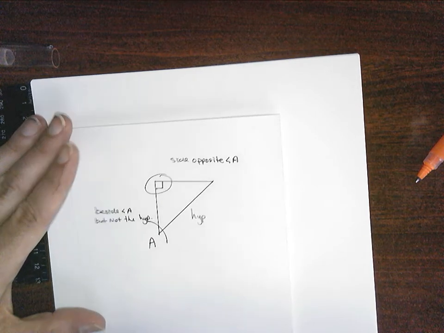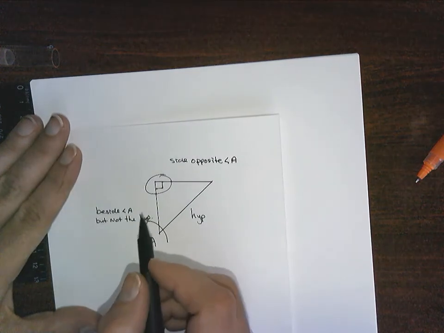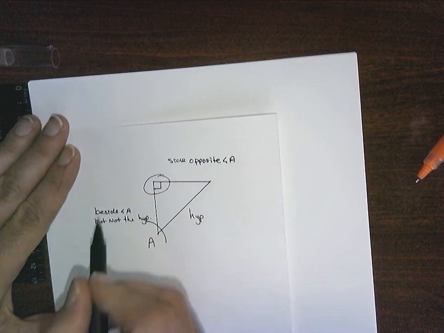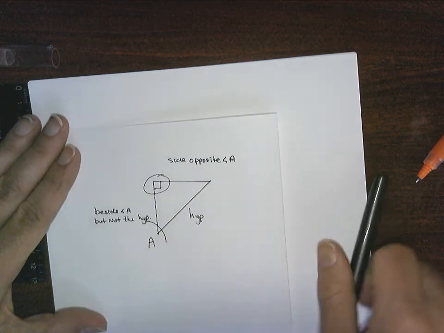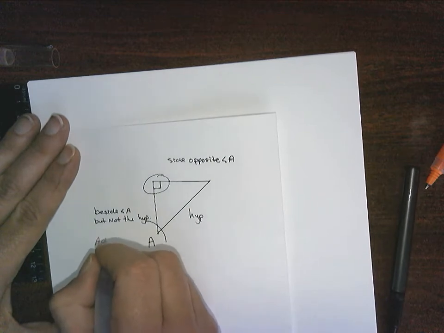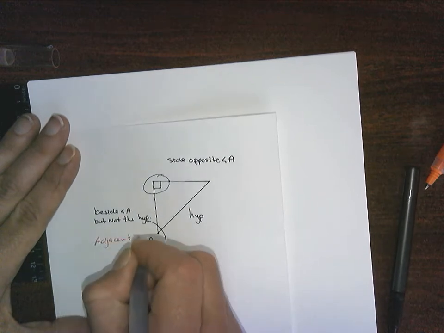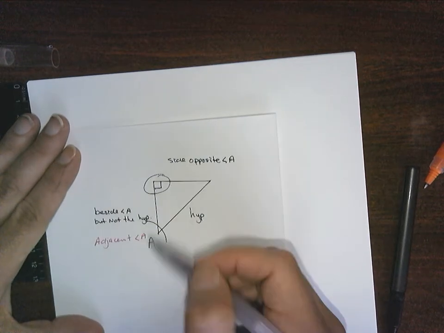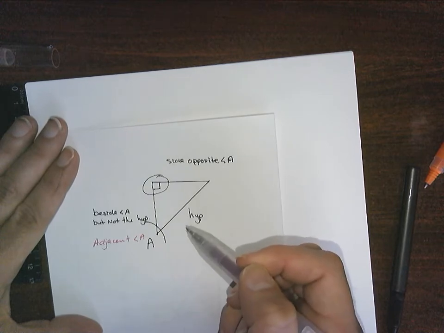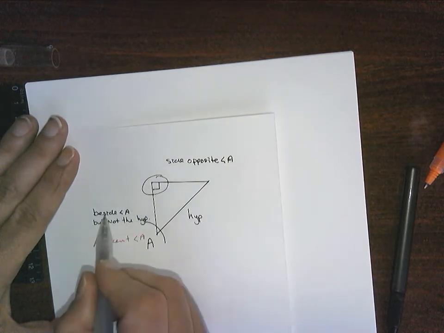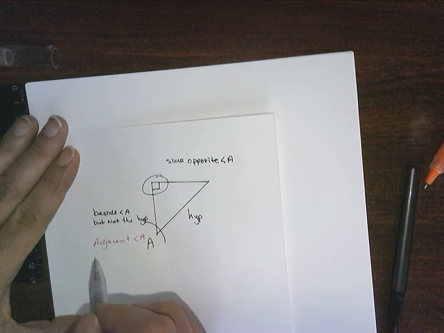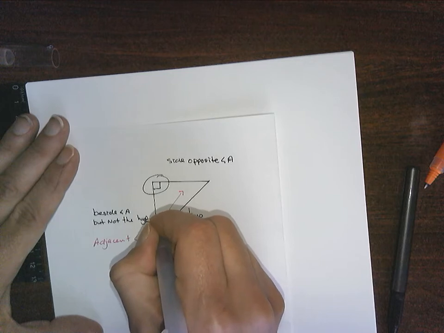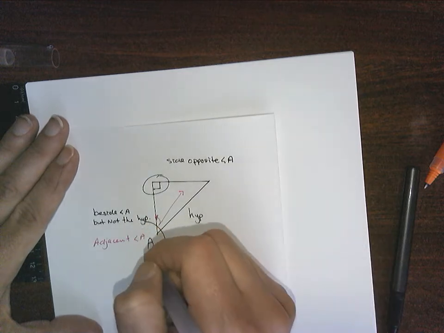Now, mathematicians are lazy. There's no way we're going to talk about beside angle A, but not the hypotenuse. So the first thing we're going to do is change that word beside to a special word called adjacent. And we're going to leave off, but not the hypotenuse, because if it was the hypotenuse, we would call it the hypotenuse. So this is the side opposite angle A. This is the side adjacent, which means beside angle A.